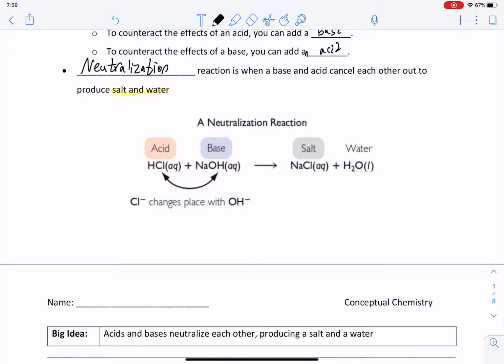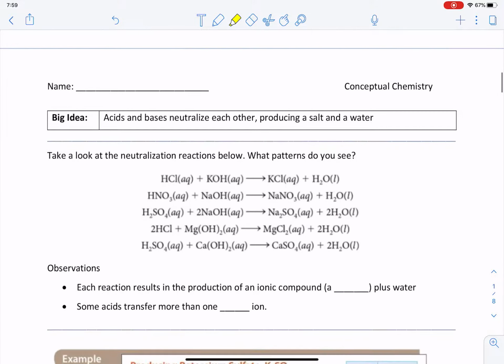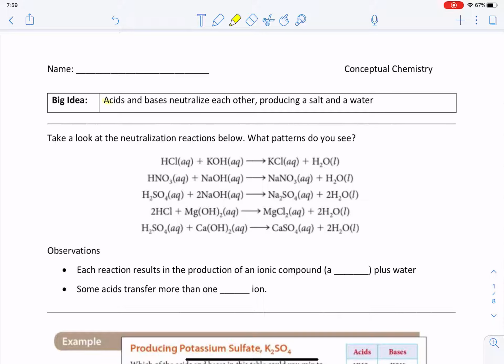Right, so here we have HCl, that's our strong acid, plus sodium hydroxide, that's our strong base. We can see our hydrochloric acid is going to donate that hydrogen. Chloride is going to change place with hydroxide, and what we get is NaCl, which is a salt, and H2O, it's a liquid. All right, so that's going to be our big idea. Acids and bases neutralize each other, producing a salt and a water.